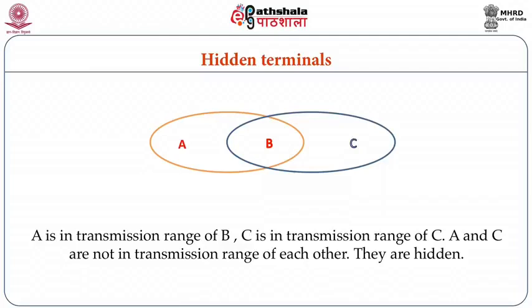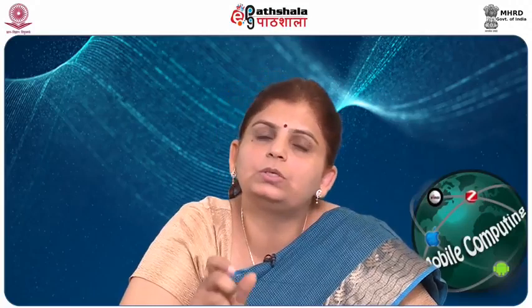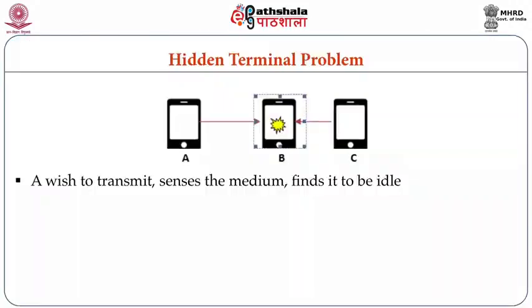So what is the scenario of hidden terminals? There are three terminals A, B and C. A is in the transmission range of B, B is in the transmission range of C, but A and C are not in the transmission range of each other. They are said to be hidden from each other. So what will happen in such a scenario when both A and C wish to transmit a packet to B? You can refer to the diagram.